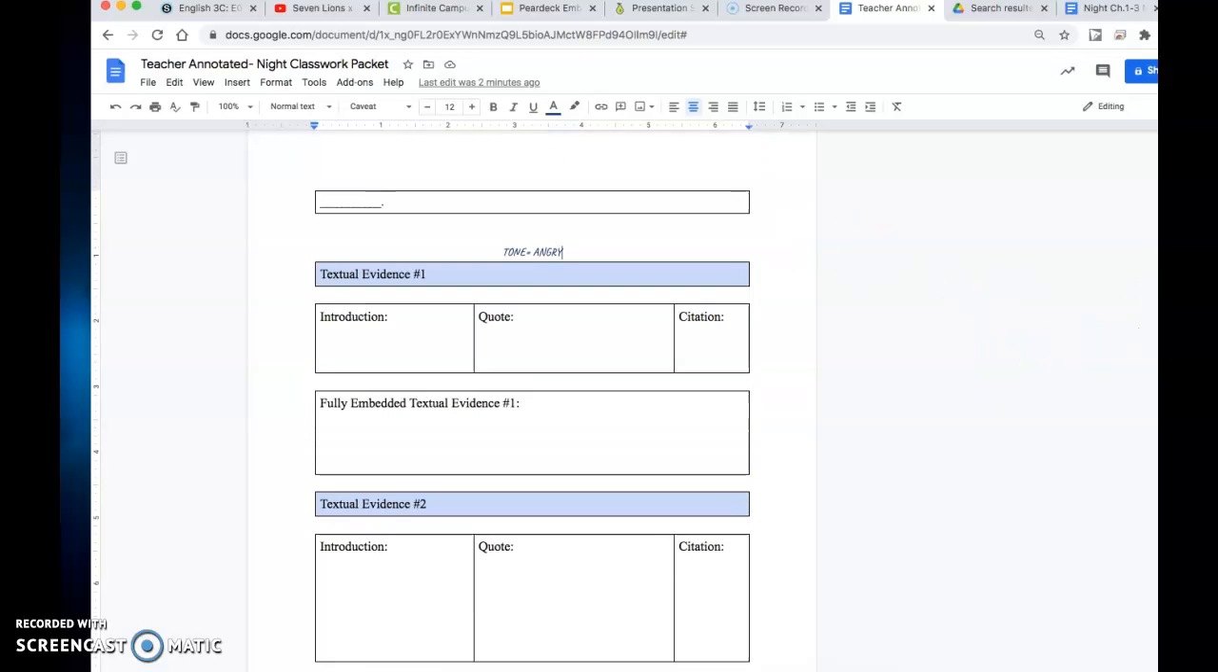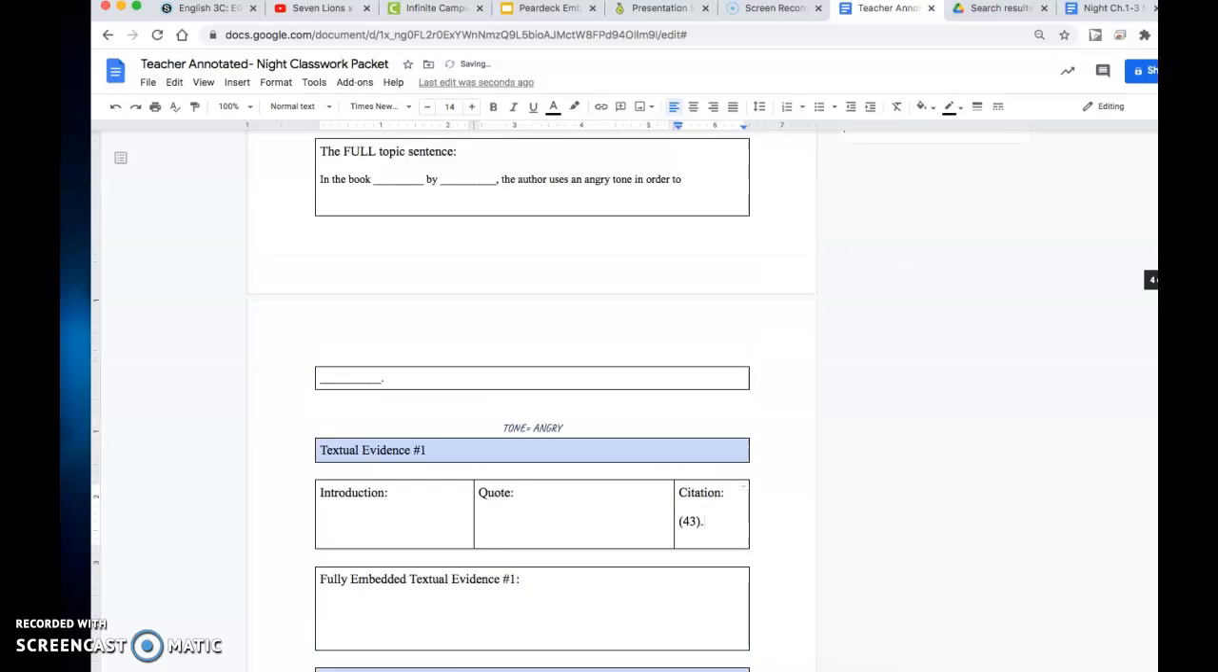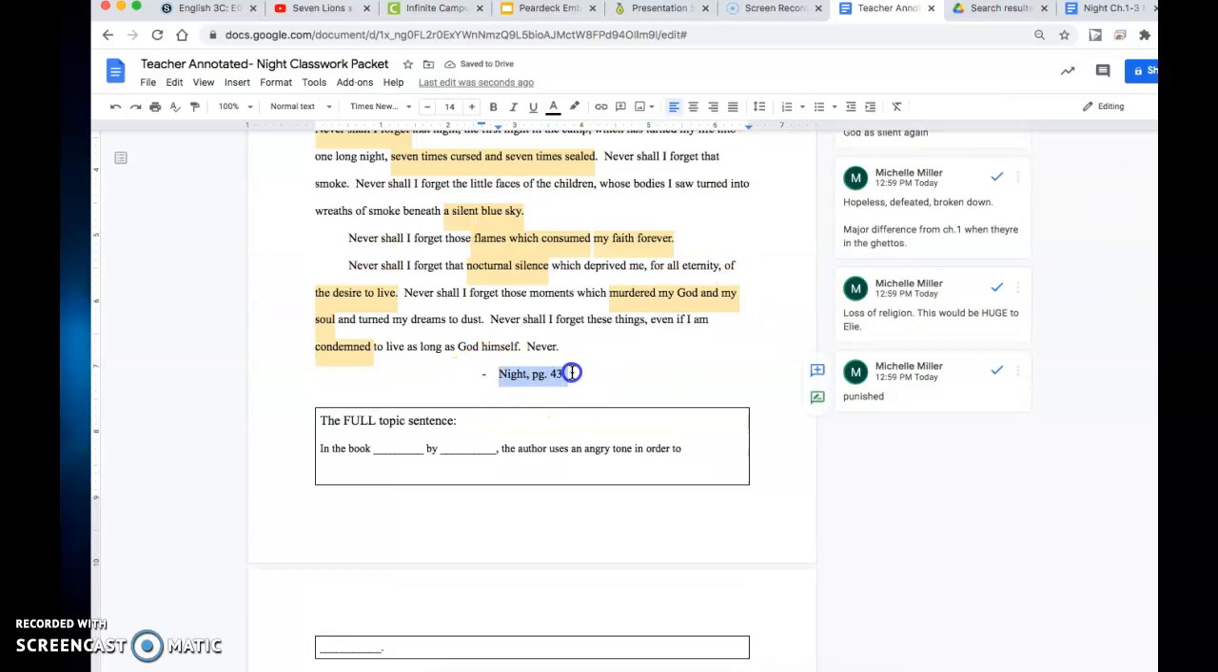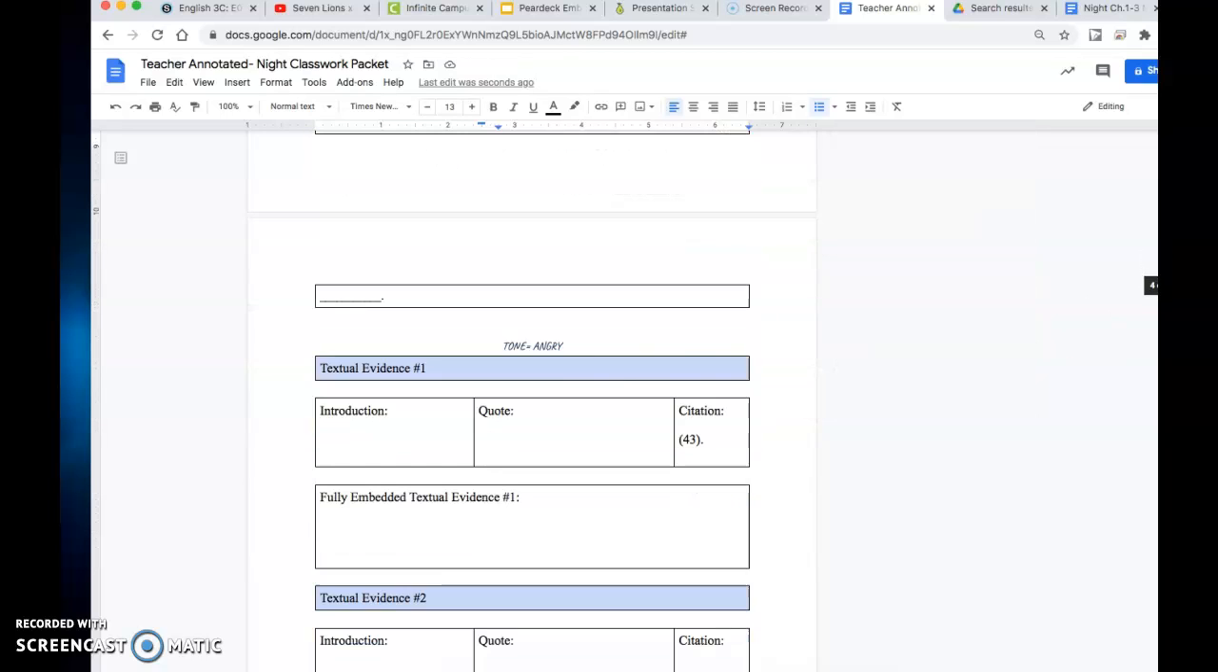For this, the first part, and probably the easiest, is going to be the citation. The citation is just the page number. And you'll know the page number because I've listed them at the bottom of your close read. So your citation already done. You're a third of the way done with embedding your textual evidence. The second piece you're going to need is a quote.